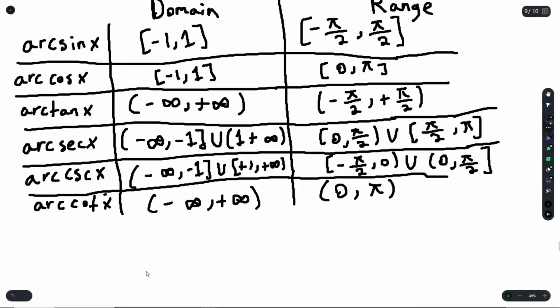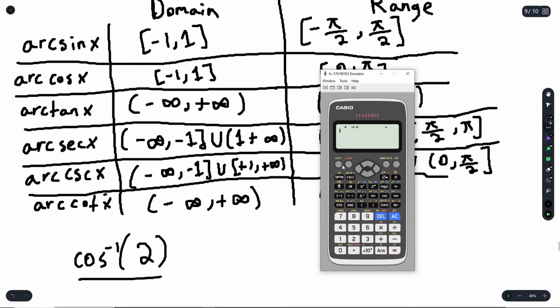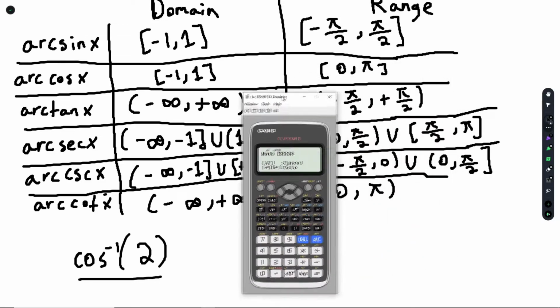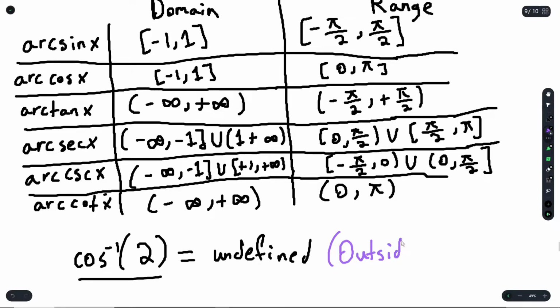Okay, let's say they give you a question and they ask you what's the cosine inverse of 2. If you do it on a calculator, I'll bring the calculator in. So shift cosine of 2. It would give you an error, because in the cosine, if you look at the domain, 2 is outside the domain. So this is equal to undefined, and if they ask you for the reason, it's outside the domain.